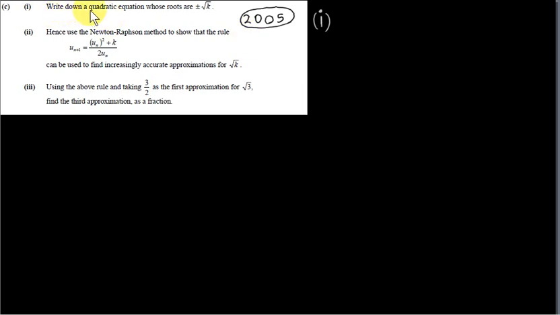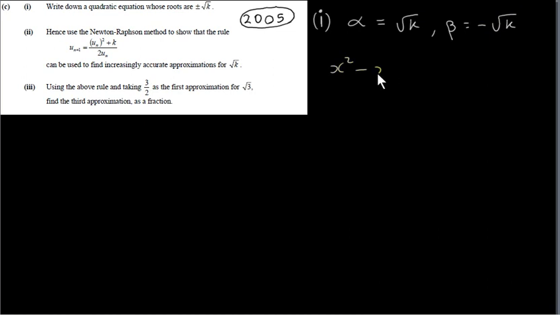In the first part, we want to write down a quadratic equation whose roots are plus or minus root k. Now there's a couple of ways we can look at this. One way is to go back to what we learnt in algebra, which is that the two roots of a quadratic equation are referred to as alpha and beta. So one root is the positive square root of k, and the other root beta is the negative square root of k.